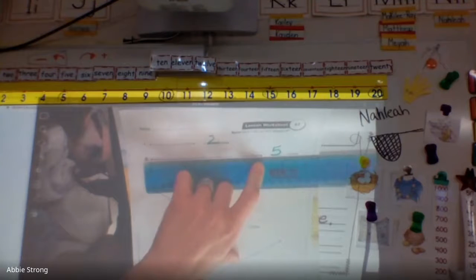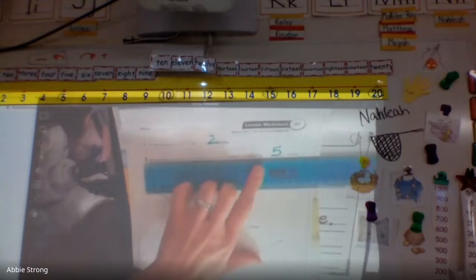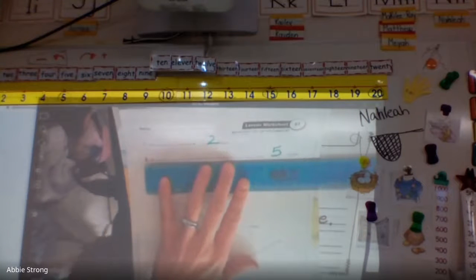That's for number 2. So make sure you're on the number 2 spot. Wait a minute. Stop. And you just wrote it on the number 3 line. You need to pay attention. We're on the number 2 line. Number 2. All right. Now we're going to measure the number 3 line.